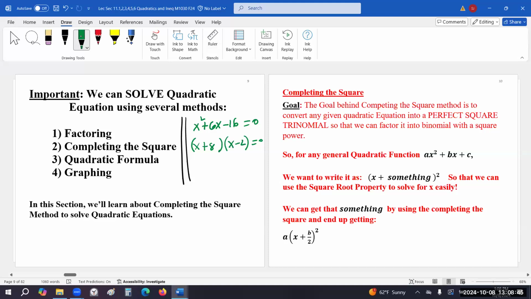I'm showing you how to use factoring method to solve everything. So if you have a quadratic in this format, not factored form, and if it's factorable, our life is easy. You just factor and then solve. That's not always factorable.